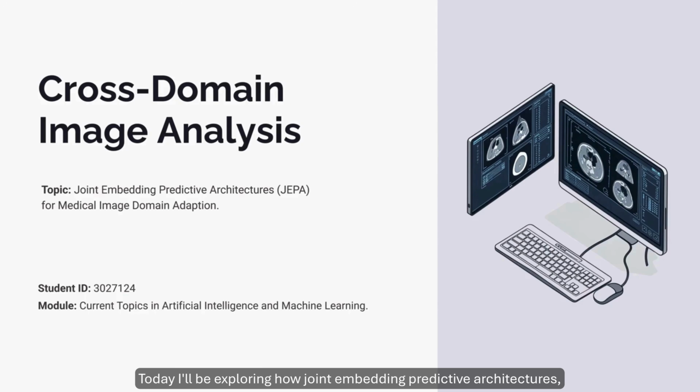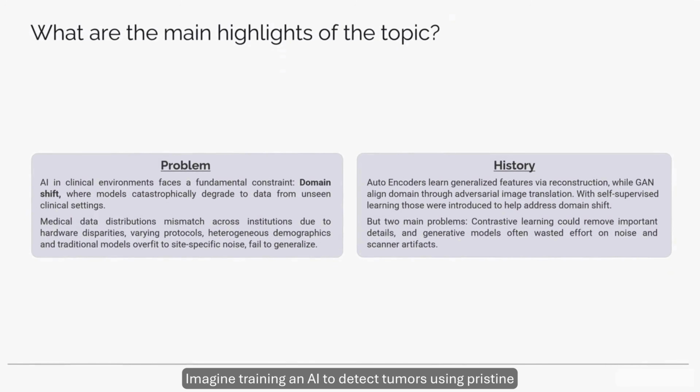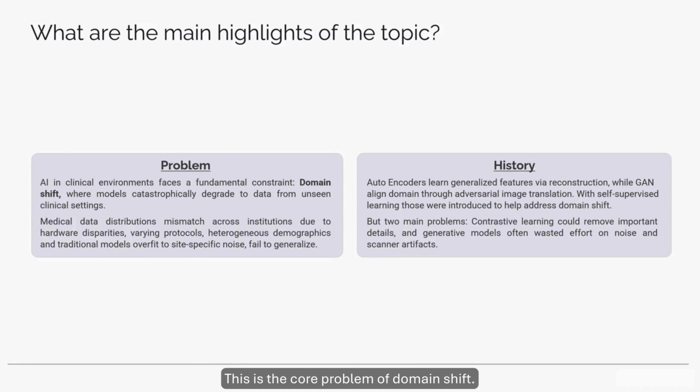Today I'll be exploring how Joint Embedding Predictive Architectures, so-called JEPA, are revolutionizing medical image domain adaptation. Imagine training an AI to detect tumors using pristine MRI scans at a major well-funded hospital. But when we deploy that exact same model to a rural clinic using older GE scanners and different settings, its accuracy catastrophically collapses. This is the core problem of domain shift.